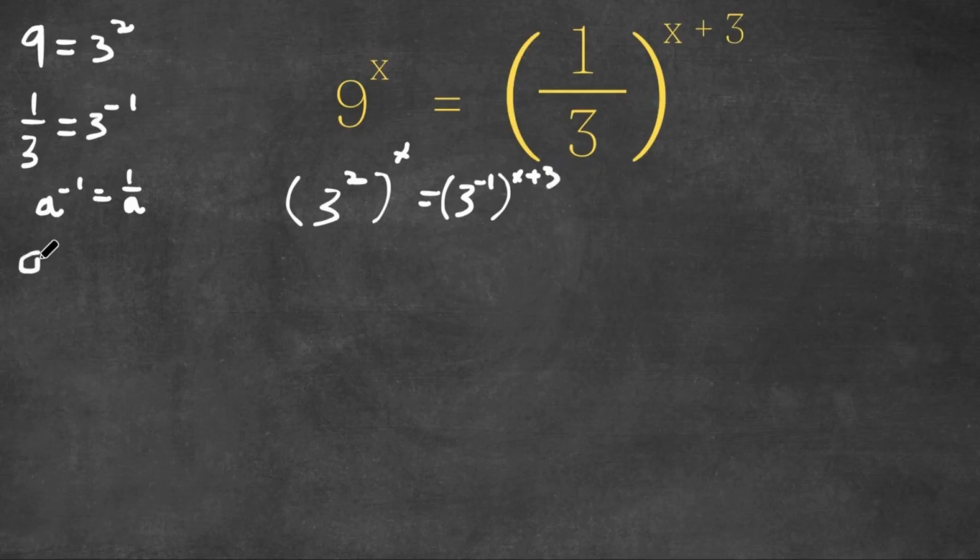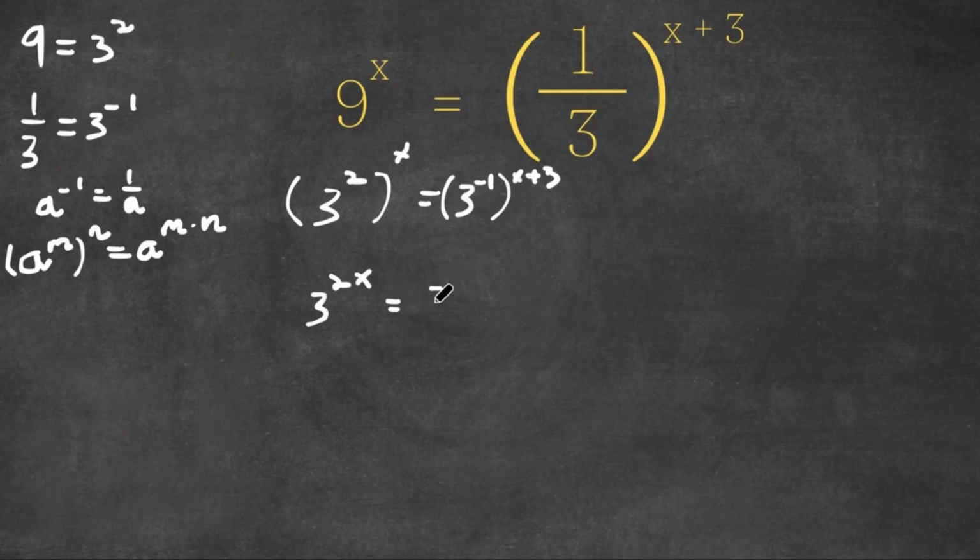Now, if we have something in the form a to the power of m to the power of n, this is equal to a to the power of m times n. So 3 to the power of 2 to the power of x is going to be equal to 3 to the power of 2 times x, which is simply 2x. And now this is equal to 3 to the power of -1 times x plus 3.